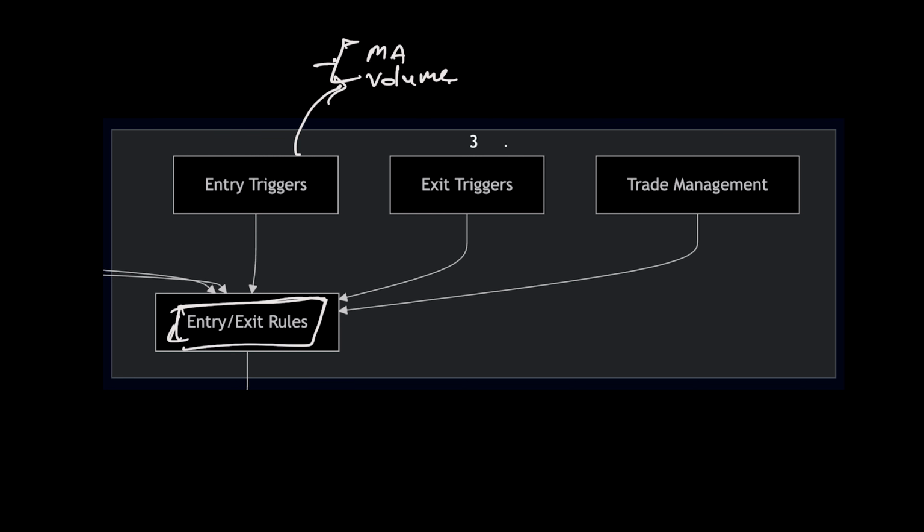The next is exit trigger. You have to set clear rules for exiting a trade, both for making profits and cutting losses, right? Making profits and cutting losses is very important. Let's say you want to place a stop loss order 5% below your entry price and a profit target at the previous swing high. It can be based on your R&D.